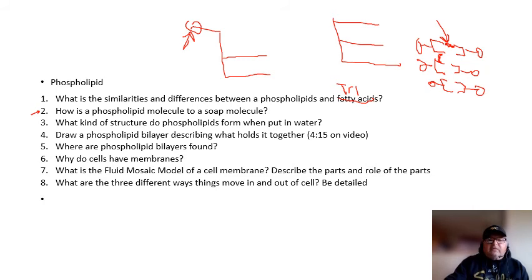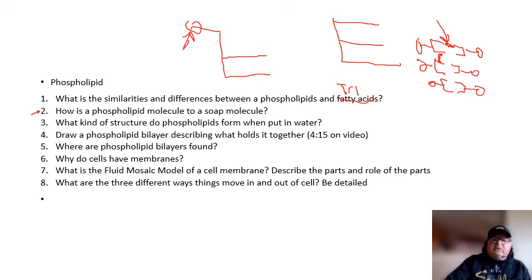Where are phospholipid bilayers found? They're found in cell membranes. That's in fact what cell membranes are. Why do cells have membranes? That's to keep the inside of the cell away from the outside of the cell, right? Because the inside of the cell needs to have its own world, so it can do its own job and not have interference from the outside.